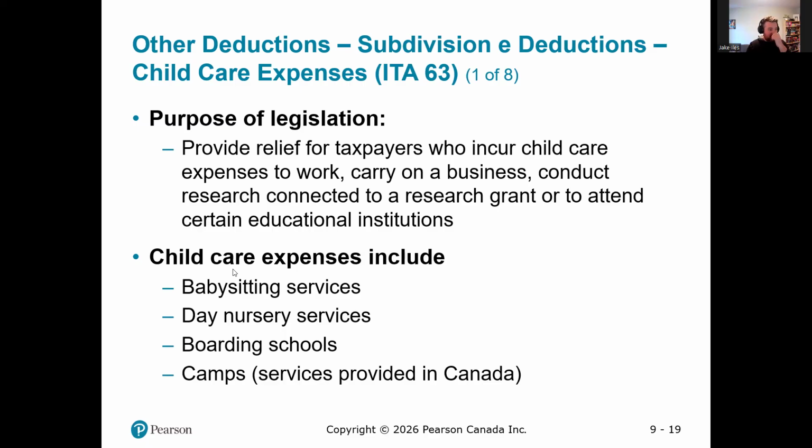So childcare expenses can include day nurseries or daycare, what they often call. They can be babysitting services. If you have a child in boarding school, they'll have a tuition amount, but they'll also have an amount related to caring and feeding your child. And there's also camps. So if your children go during the summer to a day camp or a sleepaway camp, there's a specific rate you can use for those, and I'll discuss that in a minute.